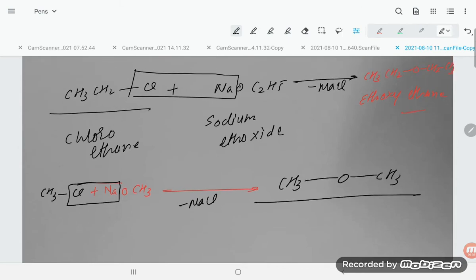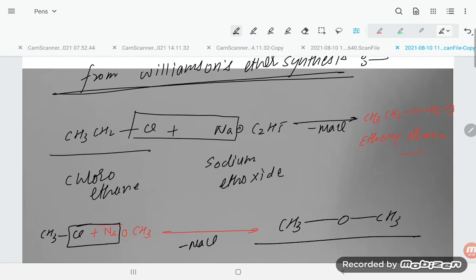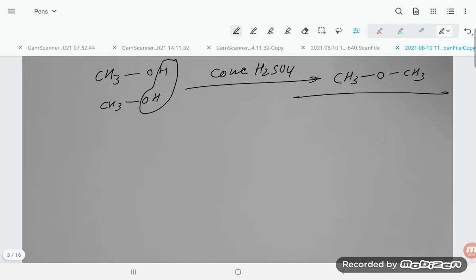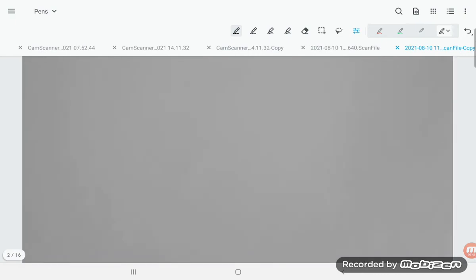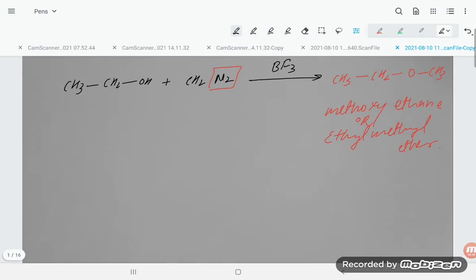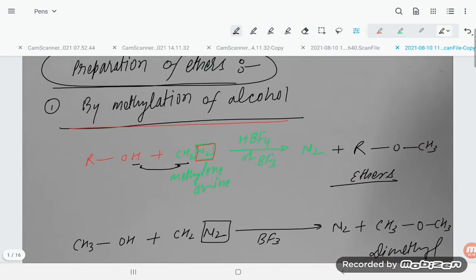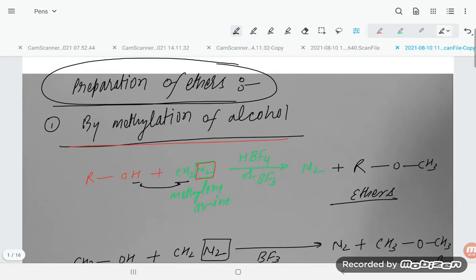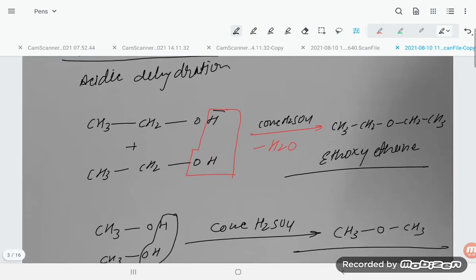So there are four methods we discussed, student: from Williamson synthesis, next one is from dehydration of alcohol, another is from the alkyl halide and Ag2O, that is silver oxide, and that is methylation of alcohol. So four methods we discussed. Let us try to understand some examples of the preparation of ethers, students.